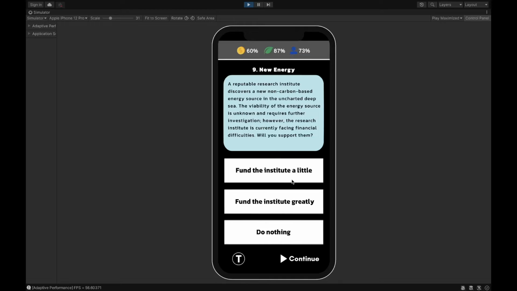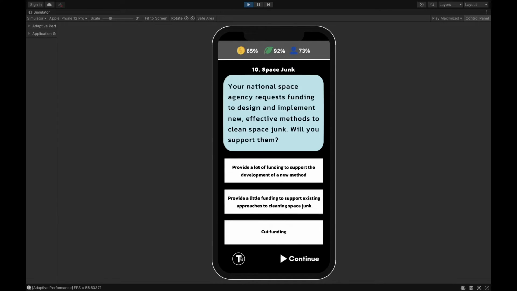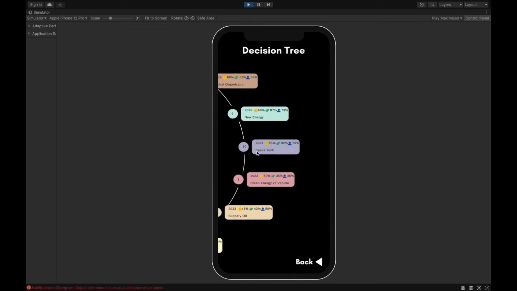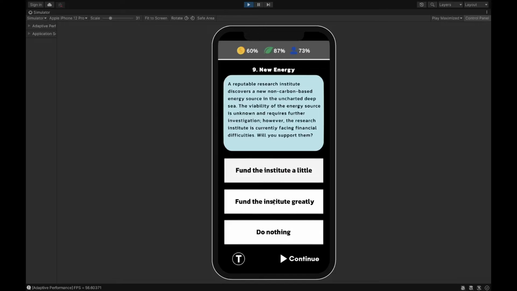We can go ahead and fund the institute a little. And so that's good because it positively affects our economic and environmental score, which is good. Although we can check to see how funding it greatly would affect things.